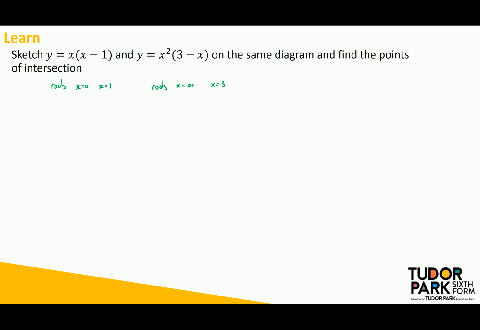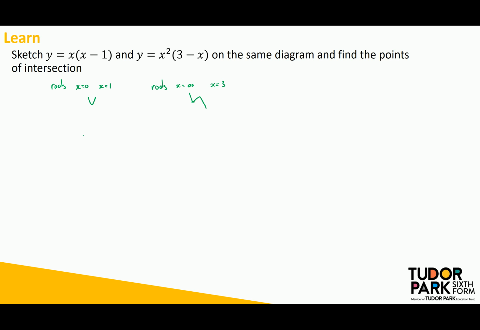The first function, two roots, so quadratic. The second function has three roots, so it's going to be cubic. It's negative cubic, so it's going to take this form, and it's got that repeated root there at 0, so I know that's where the local minimum is going to be.